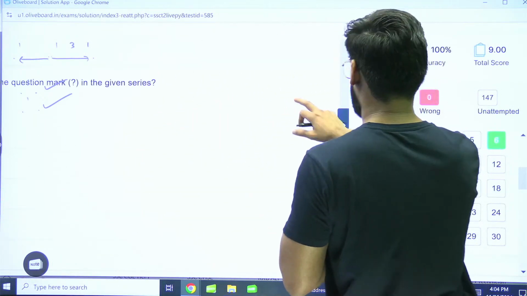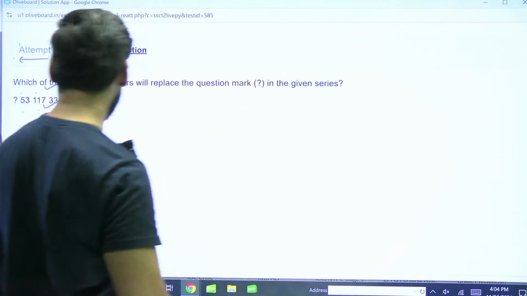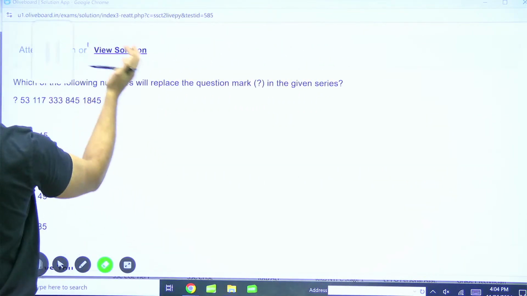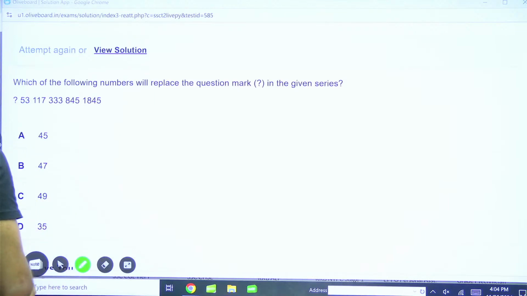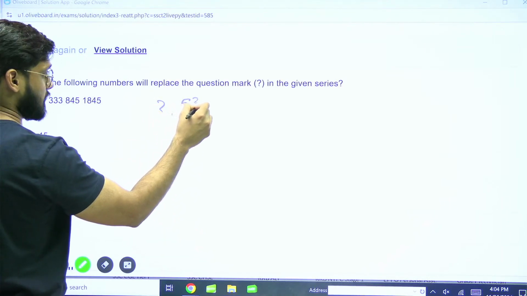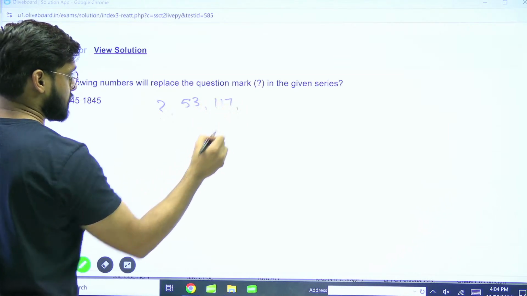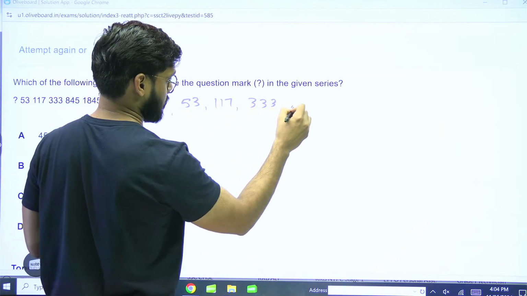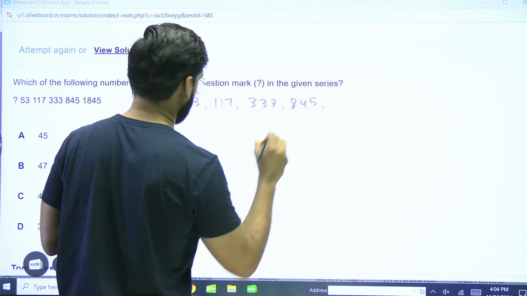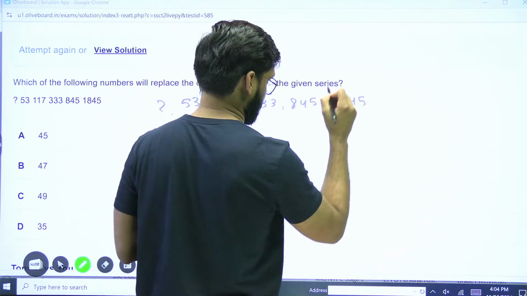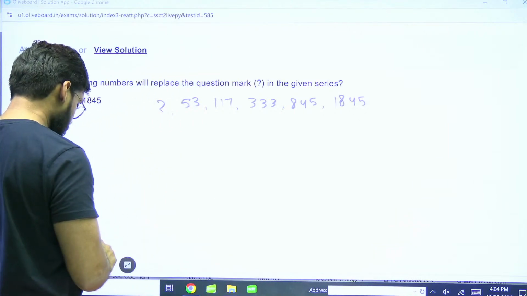The second question on our screen is this one. We are having the second question on our screen from the series. Let's see how we can solve this one. The series is question mark, 53, 117, 333, and 1845. Now let's see how we can solve this.